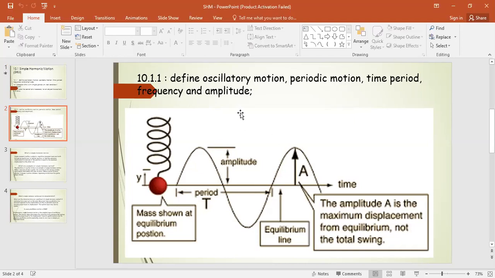What is the definition of oscillatory motion, periodic motion, time period, frequency, and amplitude? You can just see this figure and figure it out. What are the definitions? You are going to write the definition on your own.